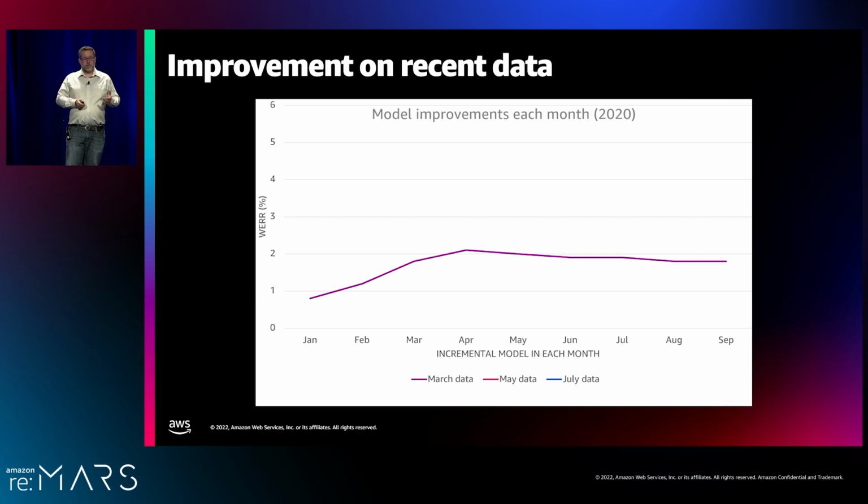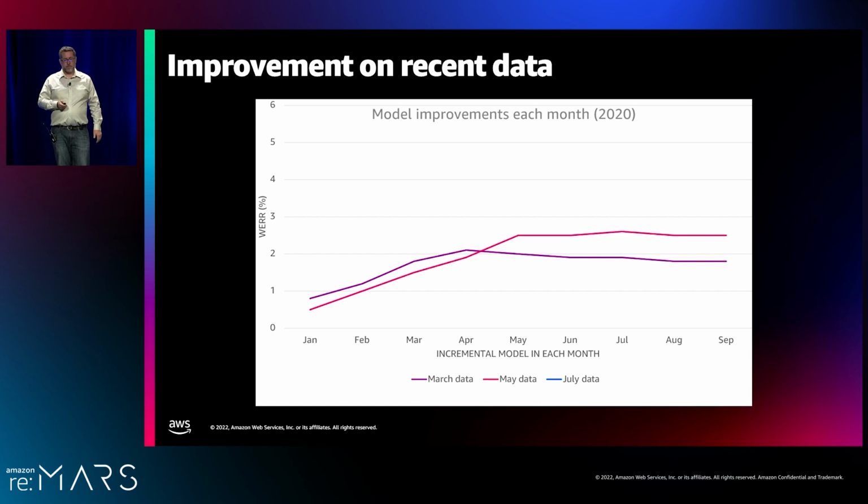So this purple line is a test set that only contains data from March and no other months. What you can see is we incrementally trained it in January, and it got a little bit of improvement, less than 1%. And then we trained it in February and March and April, and it continued to improve. But after that point, it pretty much leveled out, or went down ever so slightly. You see a similar trend if we look at the May data. Again, it improved until it hit about May and then plateaued out.